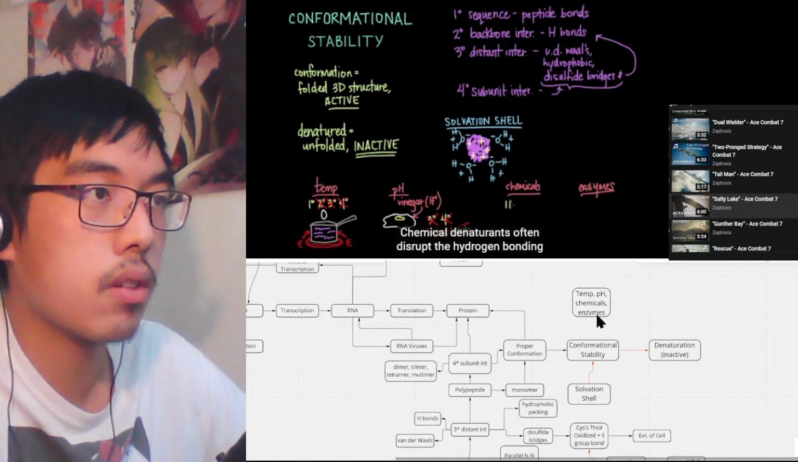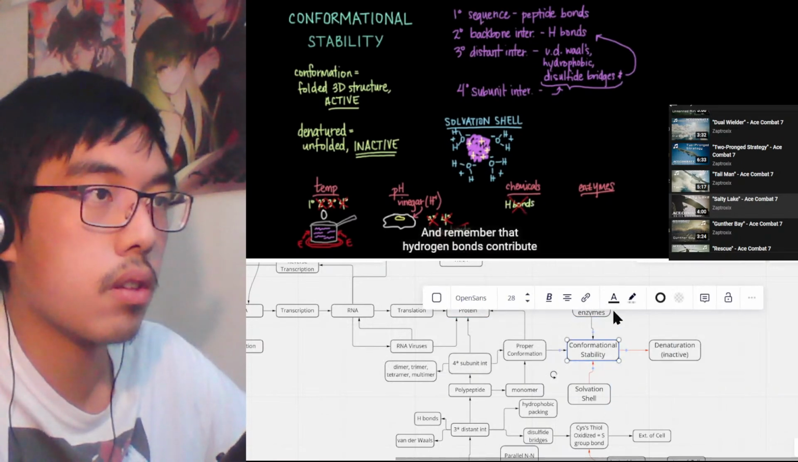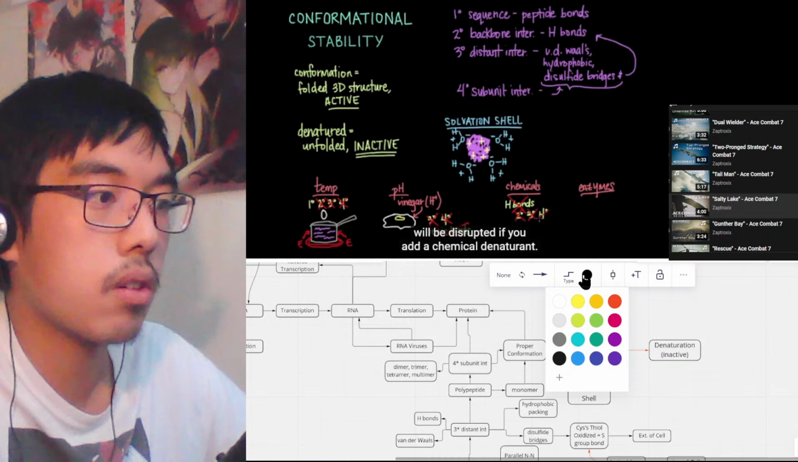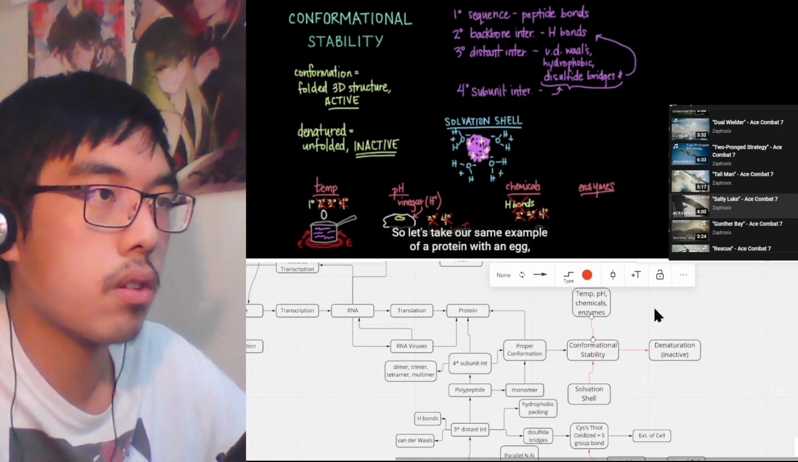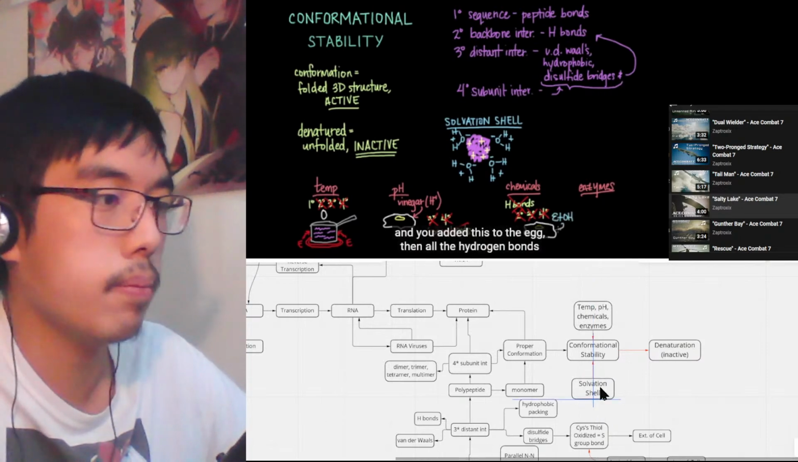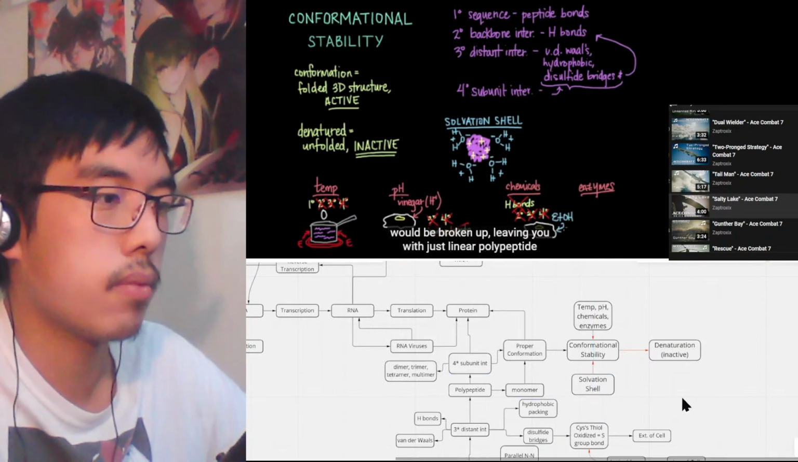Chemical denaturants often disrupt the hydrogen bonding within a protein. And remember that hydrogen bonds contribute to secondary, tertiary, all the way up to quaternary structure. So all of these levels of protein structure will be disrupted if you add a chemical denaturant. So let's take our same example of a protein with an egg. And say if you were 21 years or older, you got your hands on some alcohol, and you added this to the egg. Then all the hydrogen bonds will be broken up, leaving you with just linear polypeptide chains.